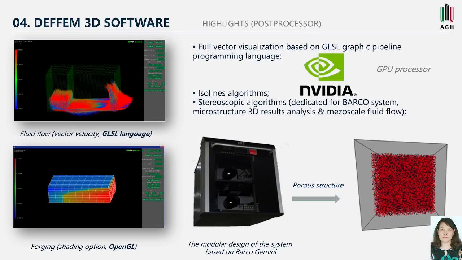The analysis of obtained results is carried out by advanced post-processor modules, including full vector visualization based on GLSL, the graphic pipeline programming language, isoline algorithm, stereoscopic algorithms dedicated for barcode system, and microstructure 3D research analysis.